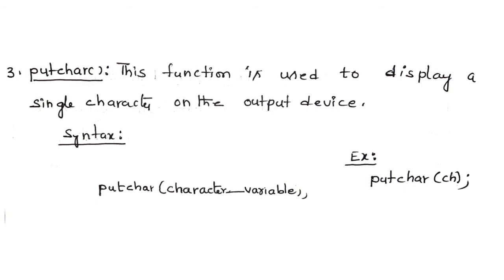Now go to the syntax. Putchar. Within the brackets, we have to write the character variable. Here we are passing a single character to display on the screen. For example, putchar of ch. Here ch is a character variable which is read by using the getchar function.